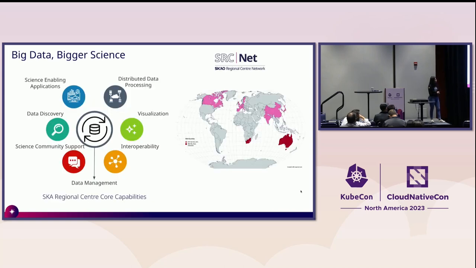So the SKA Regional Centres are essentially serving the part of the data lifecycle where the science is going to happen, and we're going to put this data in the hands of our science users, and they can see it, they can process it, they can visualize it, things like that.